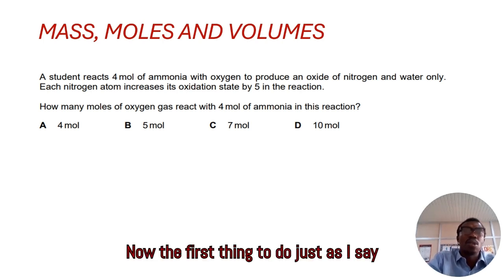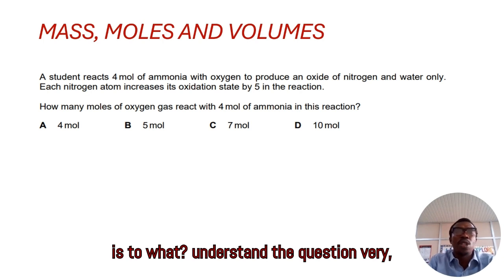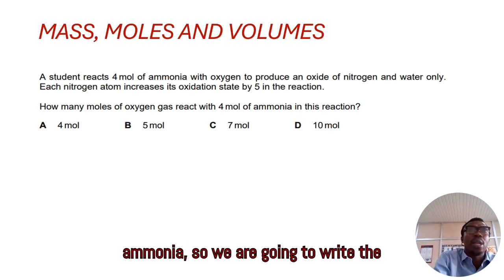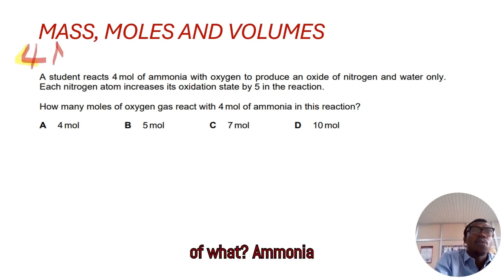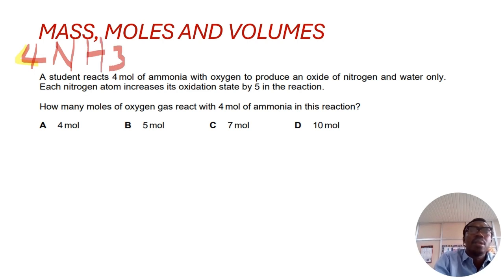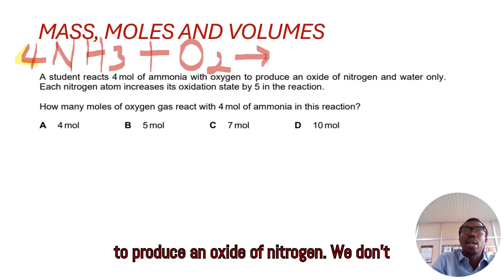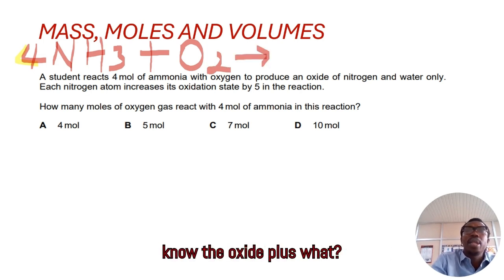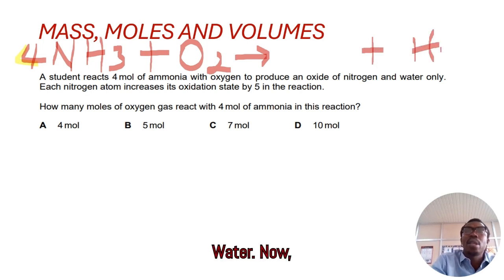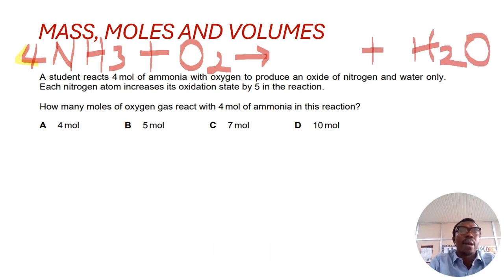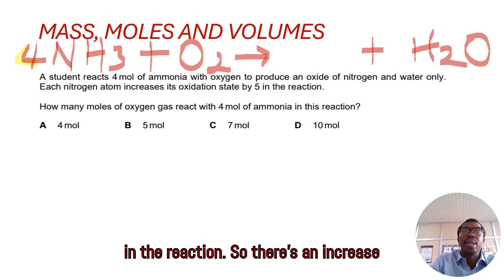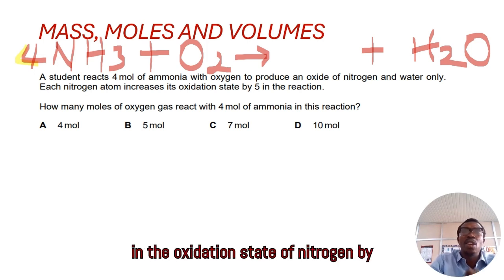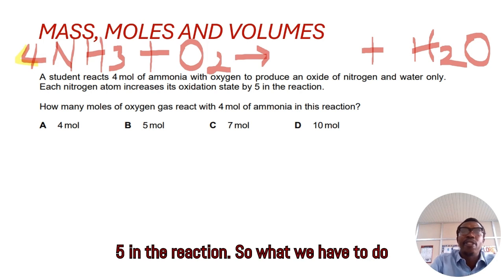Now, the first thing to do, just as I say, is to understand the question very, very well. So the student reacts 4 moles of ammonia. So we're going to write the equation for the reaction: 4 moles of ammonia with oxygen to produce an oxide of nitrogen, we don't know the oxide, plus water. Now, according to the question, each nitrogen atom increases its oxidation state by 5 in the reaction. So there's an increase in the oxidation state of nitrogen by 5 in the reaction.